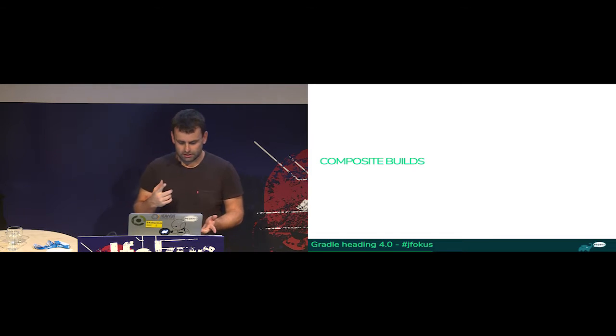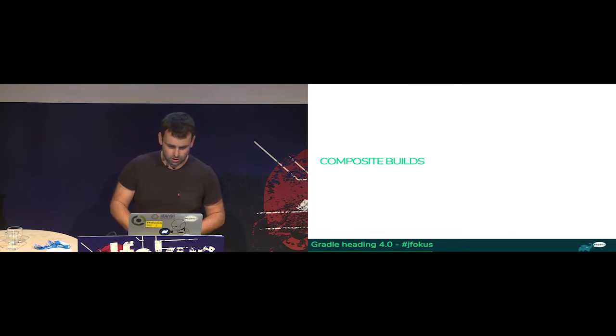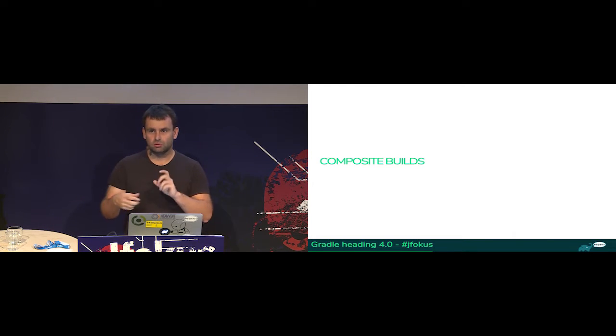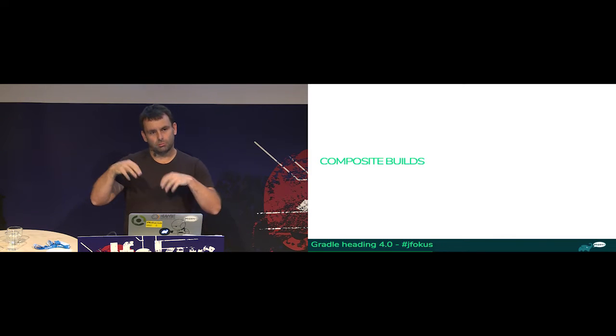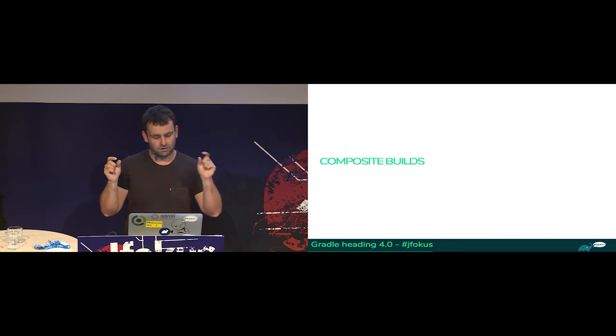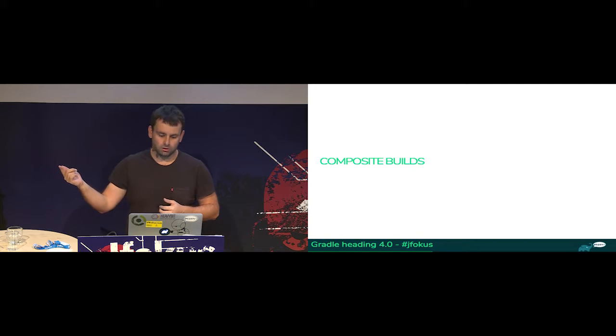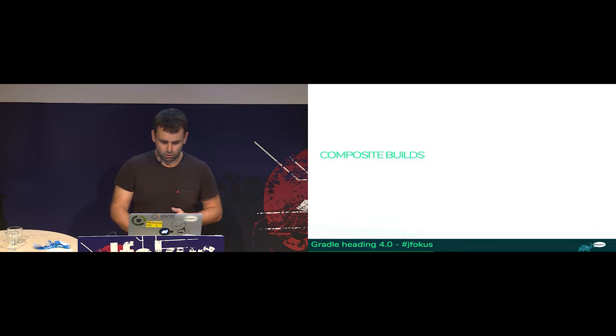Composite builds, that's quite a nice feature. So if you work in different teams and you have different jars you build and you depend on something else, which is not part of your build, so you have plenty of smaller builds, sometimes you want to compose them to test new changes, to test local changes in something you depend on. That's where you can use composite builds.